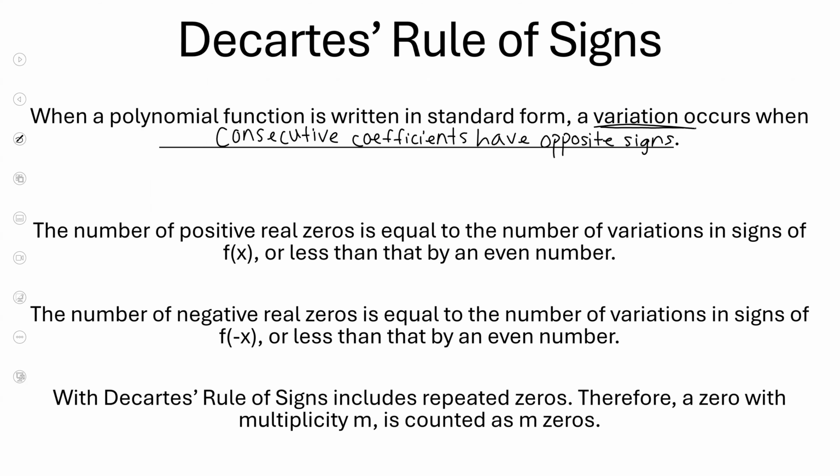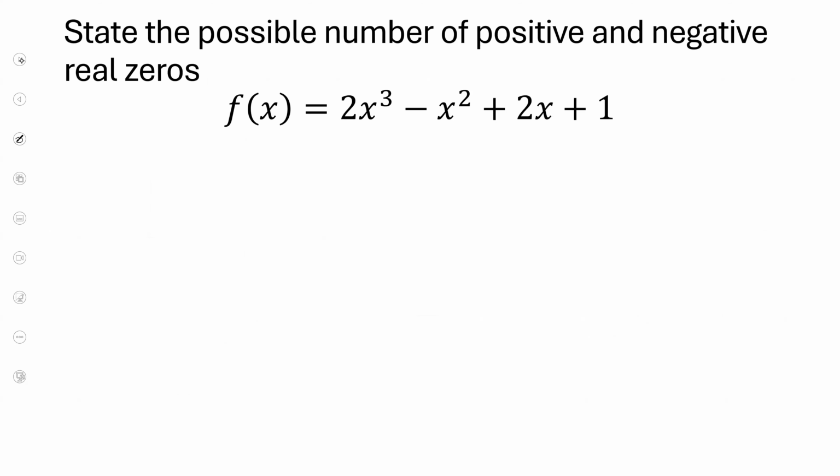So let's look at a variation. Let's look at this example. This is positive, this is negative, this is positive, this is positive. So a variation in signs means right here is a variation and right here is a variation, because it went from positive to negative back to positive, and then it stayed positive. So there's 2 variations. That's what that line means. There's 2 variations in sign.